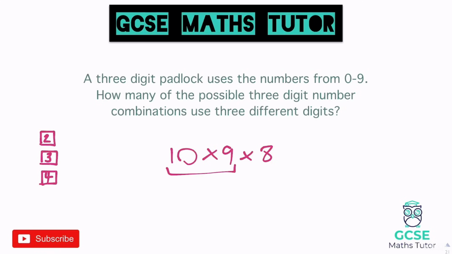So 10 times 9 gives us 90. Well, we've got to times by 8, and 8 times 9 is 72. So 720, and that's how many different combinations we'd have for this particular padlock. So 10 times 9 times 8, perfect, 720.